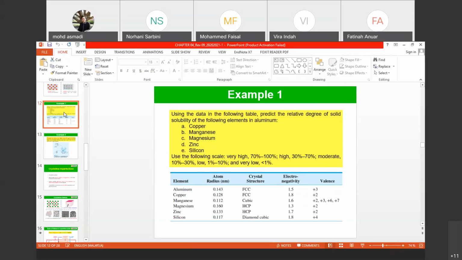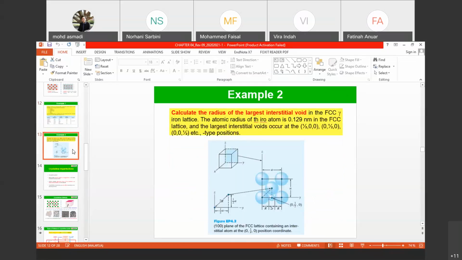I think you already understand how to apply the Hume-Rothery rules to determine the solid solubility between two elements or two compounds, either metals or non-metals. Everybody, I hope everybody can hear my voice. So, for example two, I hope that everybody can do this one.